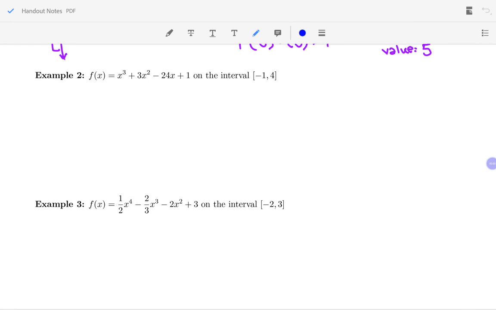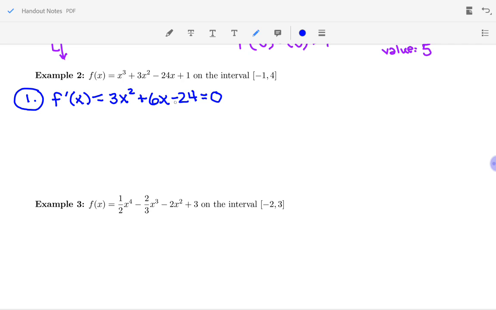Okay, example 2, we're going to do the same exact thing. If we want to find the absolute max and absolute min of this function on the interval from -1 to 4, we're going to start by taking the derivative, which is 3x squared plus 6x minus 24, and we're going to set that equal to 0.